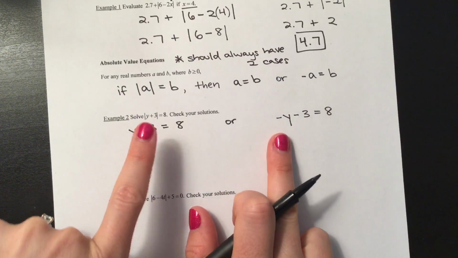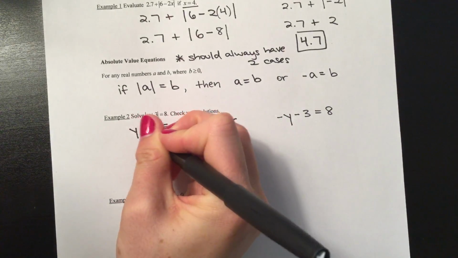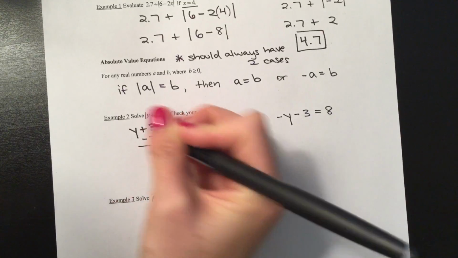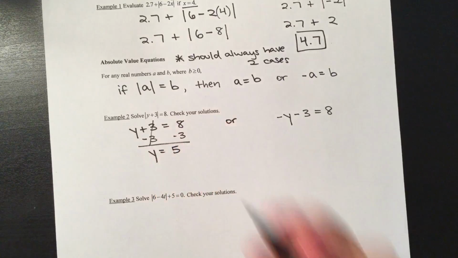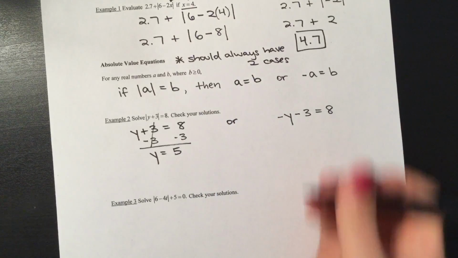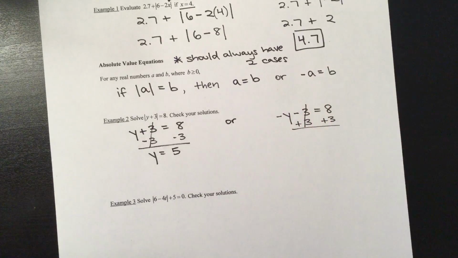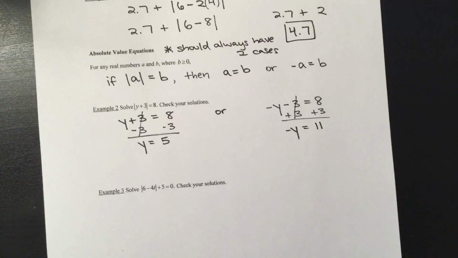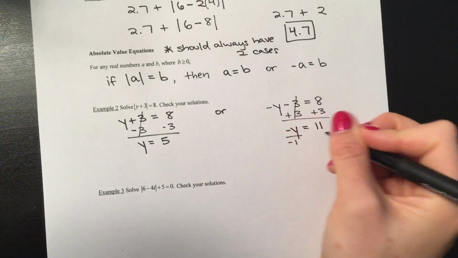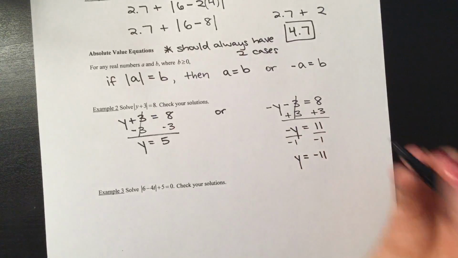So I have case 1, case 2, the positive case and the negative case, and then I can just solve those equations from there and get my two possibilities. So here, all I would have to do is subtract 3 from both sides. So y is equal to 8 minus 3, which is 5. Or, my second possibility, here I would start by adding 3 to both sides to get rid of this 3. And then I have negative y equals 11. And if I have a negative out front, I solve that by dividing by negative 1. So this ends up being y equals negative 11.